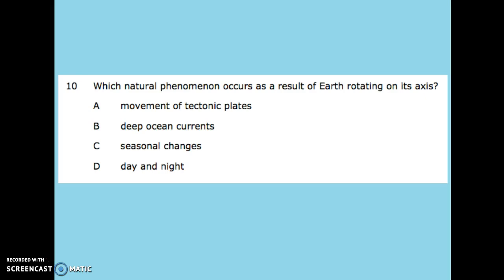Which natural phenomenon occurs as a result of Earth rotating on its axis? The Earth spinning around causes there to be night and day.